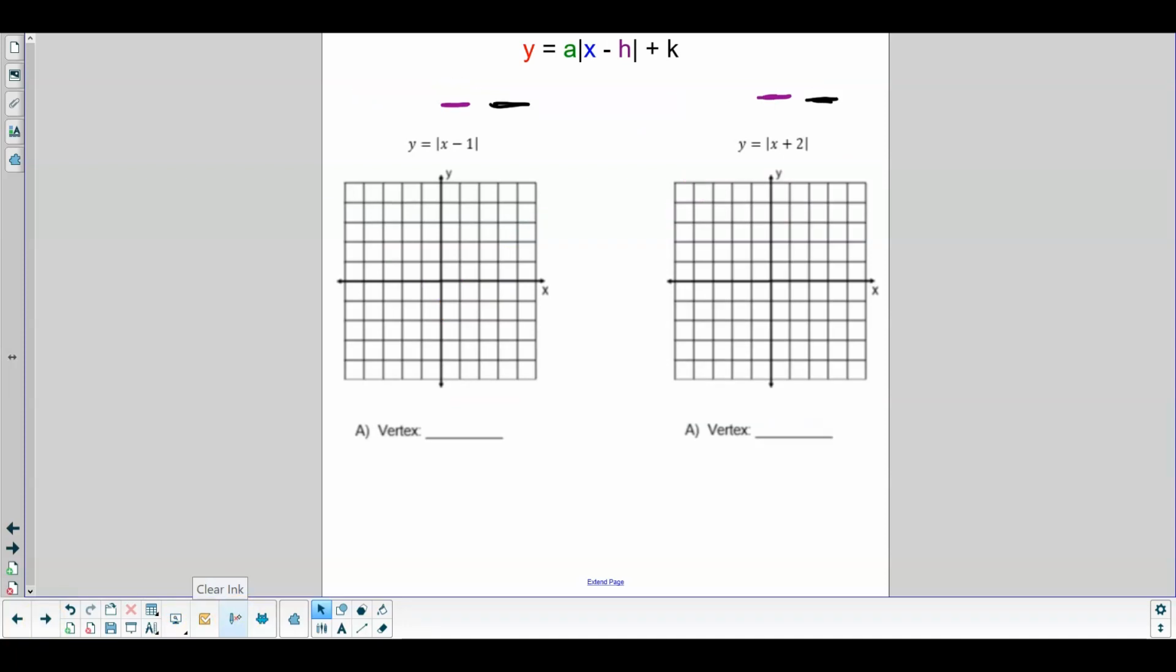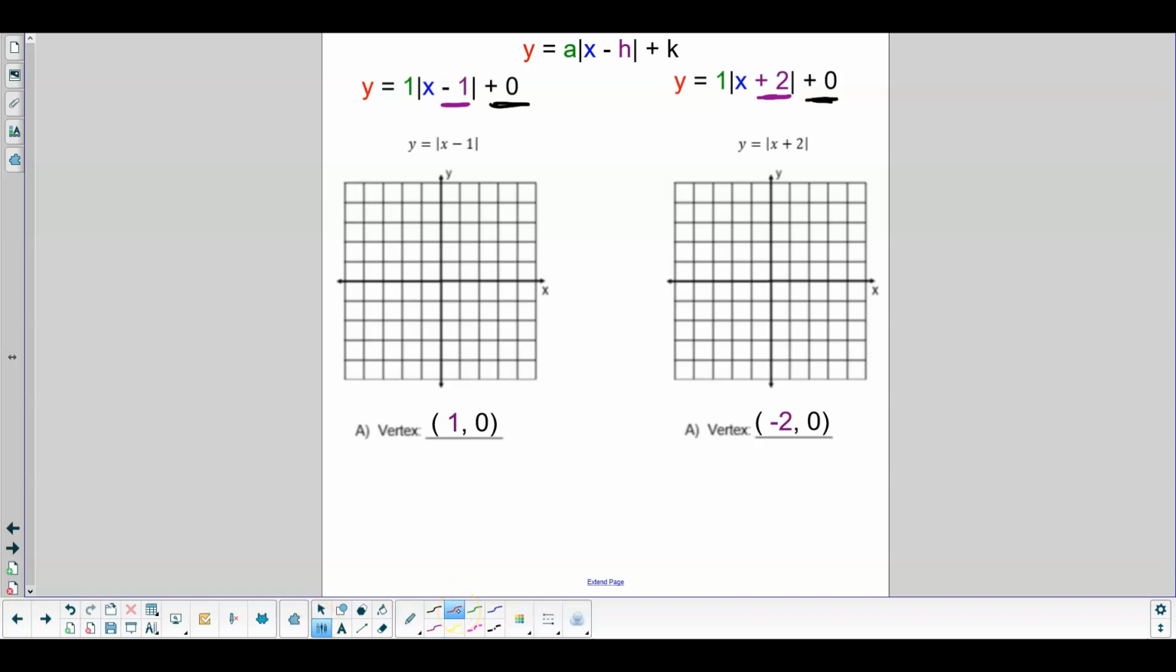And then don't forget, if there's a number that's already given inside the absolute value bars, then that's your H. Take the opposite of that, and the number on the outside on the right is your K. So if you see it, that's what I have. And if you wrote your vertices, the first one was 1, 0. Remember, it's the opposite of the number inside the absolute value bars, but keep the regular number on the outside, which means this one's -2, 0.